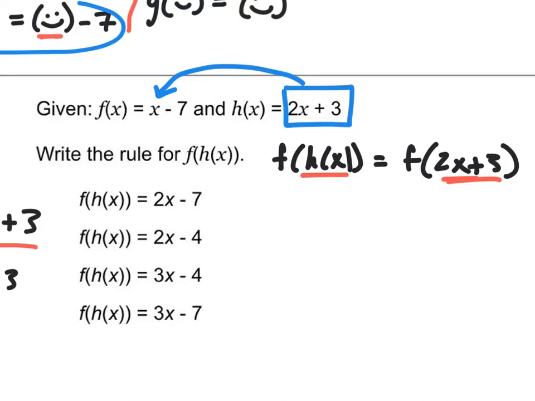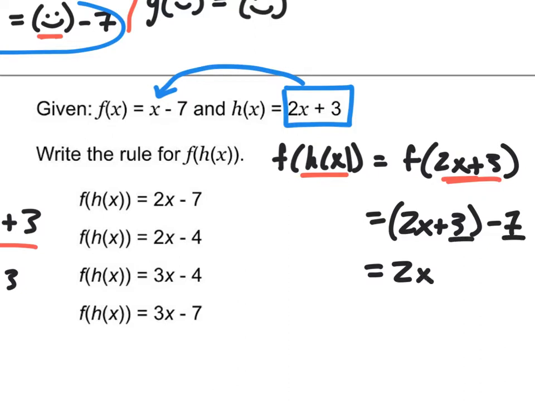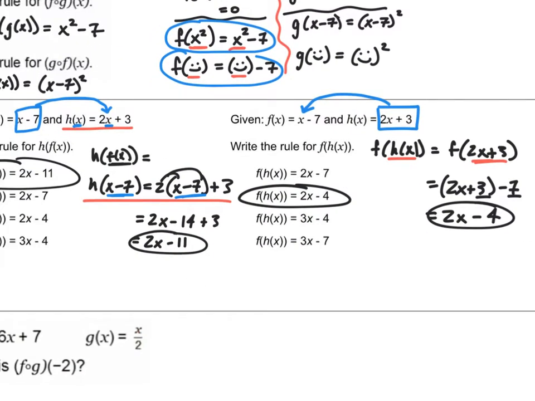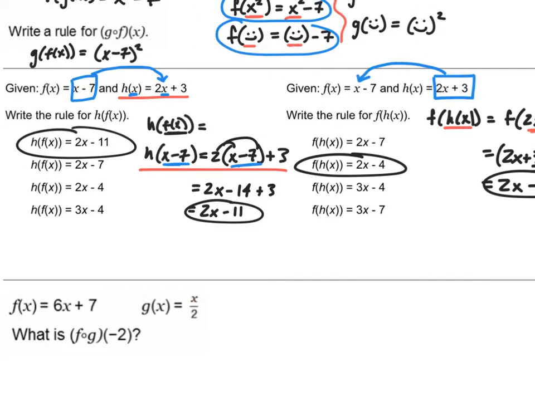So then I look at my function and I go, okay, well, f of x is just x minus 7. I'm going to plug in 2x plus 3 into that. And so that's just going to give us 2x plus 3, that quantity, minus 7. All right. So that's just going to give me 2x. 3 minus 7 is going to give me negative 4. So 2x minus 4, and it is this one right there. Okay. So pretty standard stuff. You just got to get used to it and do all that.